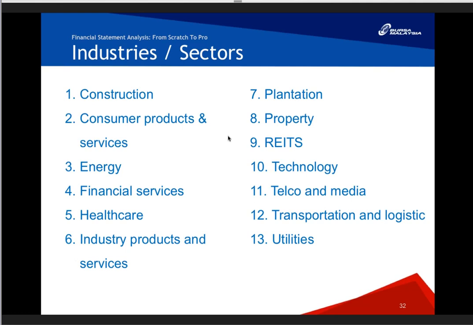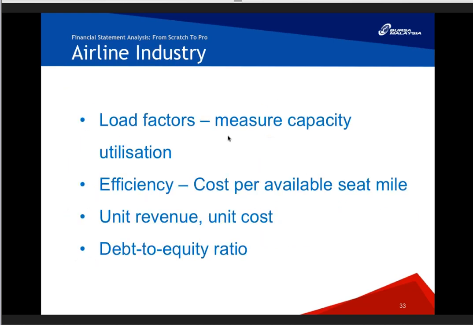I'm going to go through three sectors to show you some of the keywords. The rest you do as your homework, and try to come up with your own keywords. So the first industry is the airline industry. For the airline industry, you will see that they use the term load factors.